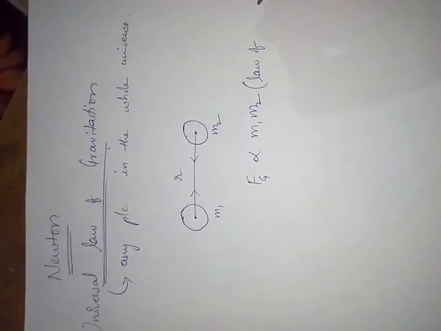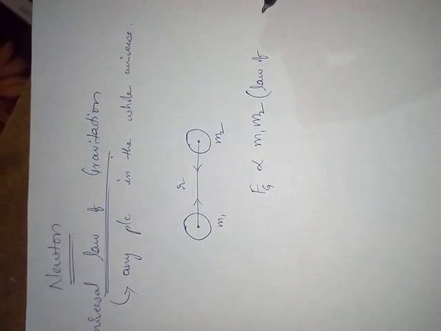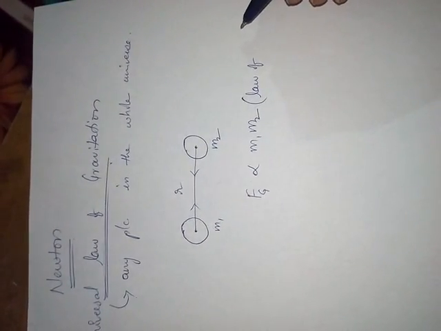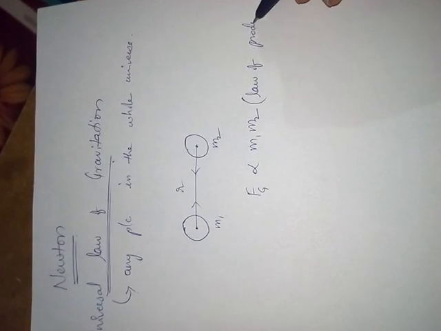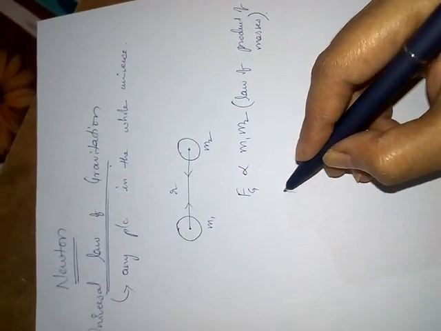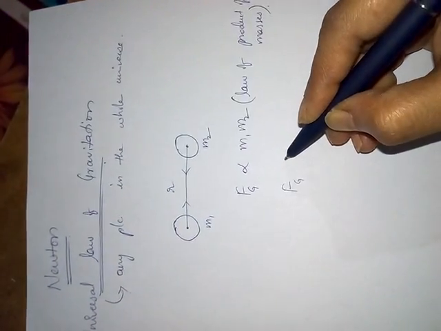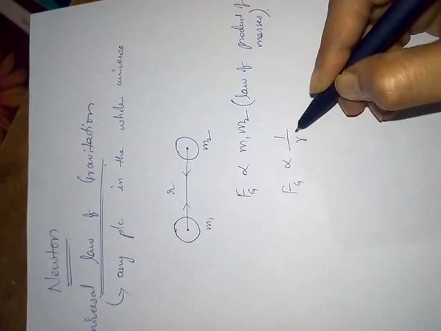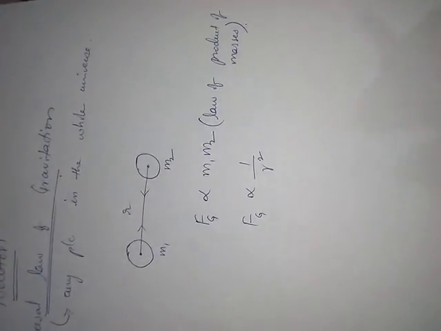The force of attraction between two point masses is directly proportional to the product of masses, said to be the law of product of masses. And we also have another thing called the inverse square law, where this force between two point masses is inversely proportional to the square of the distance between them.